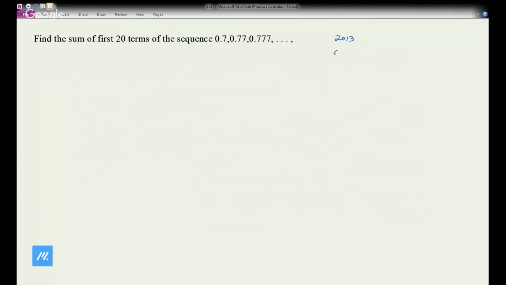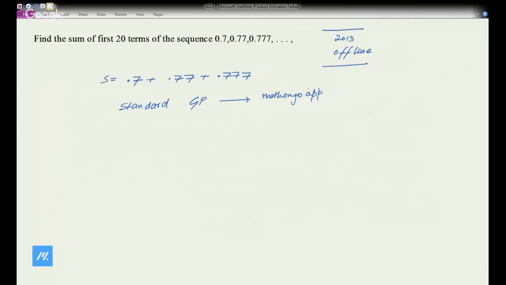This question came in 2013 offline. Last question of the day. Obviously not, so please do not ask me to solve this. This is nothing but an NCERT problem. If you want to do this, this is a standard GP problem. And if you're still not sure, again, it is available in the MathonGo app. Everything is available; I've taught everything in depth. Please, this is an NCERT problem. Do it on your own.